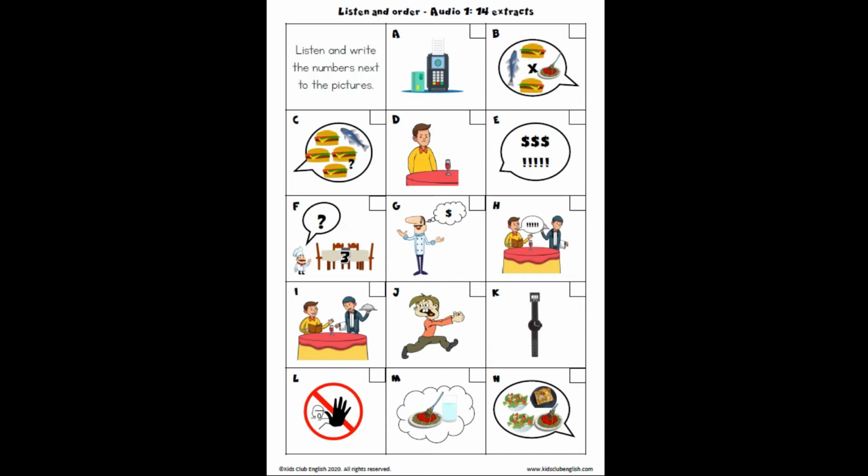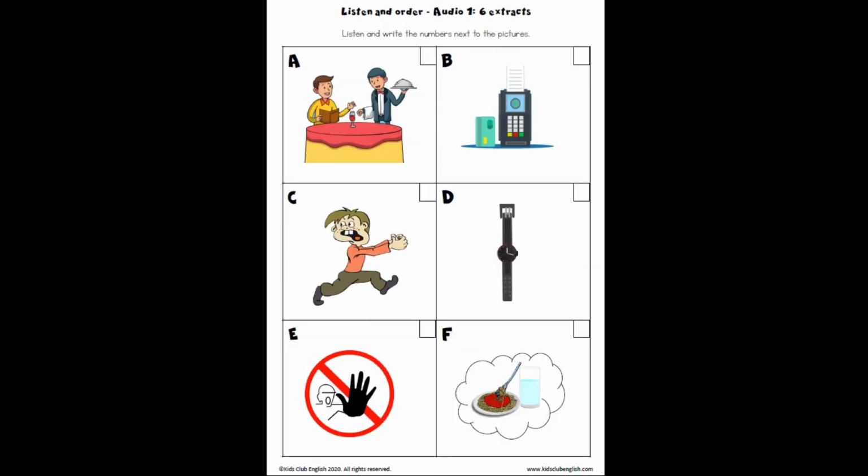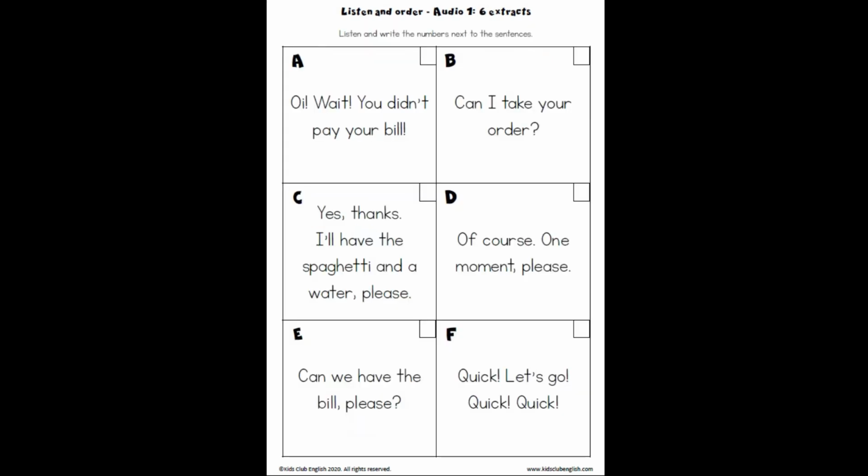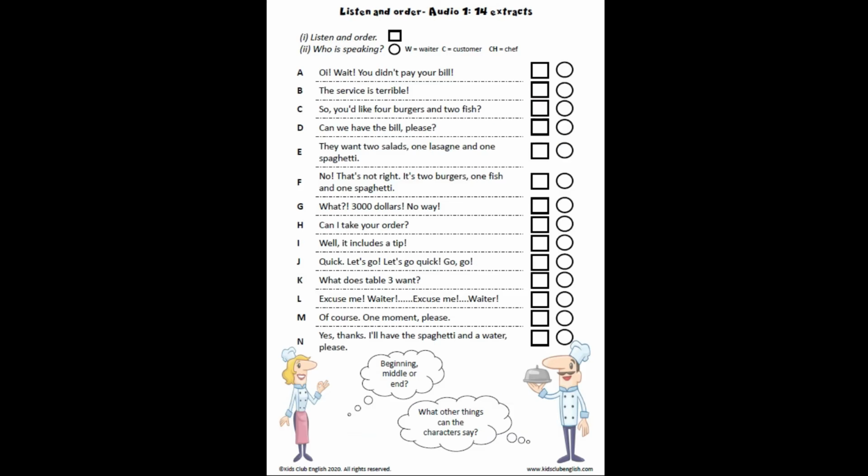So this one, they listen and they number the pictures. This one's limited to 6 different utterances, okay, so it's easier. And again, instead of pictures, only the text. And again, the simpler form. And then finally this one, where they have the whole sentence written there, they write the number, and afterwards they decide who's speaking, the customer or the chef. So all of this is helping to familiarise them with more language that can happen in the restaurant.